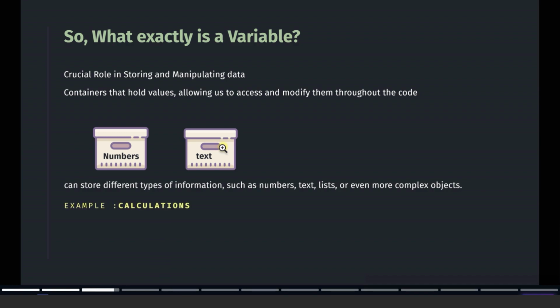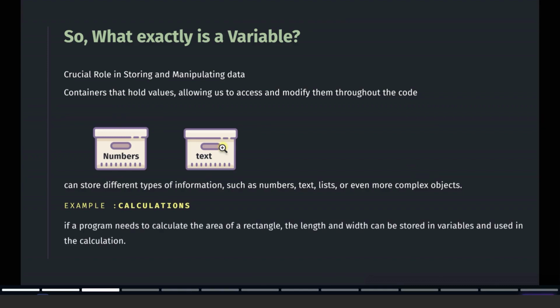For example, we can take calculations also. Variables are also useful for performing calculations in a program. For example, if a programmer needs to calculate the area of a rectangle, the length and the width, these two values can be stored in variables and used in the calculation. We can see this practically, how we can create and store these variables and use them for calculation, in the coming session.